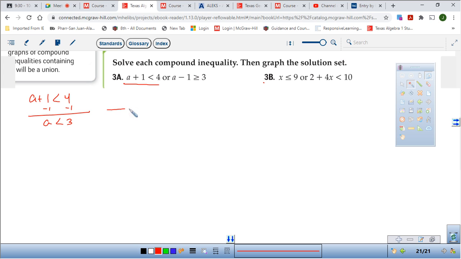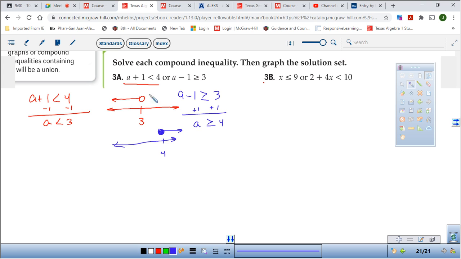So when I graph this one, I'm going to go here at 3, and I'm going to the left. This one here in blue, I'll go with a minus 1 is greater than or equal to 3. So I'll add 1, add 1. A is greater than or equal to 4. So 4 is over here-ish. See, that's 3, 0, 1, 2, 3, 4. Now, I'm going to the right, and I'm shaded in. Cool? So that's my final answer.